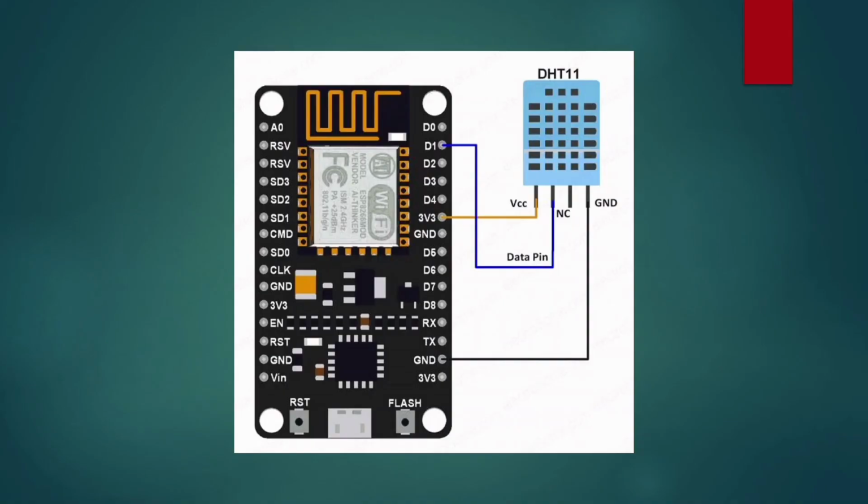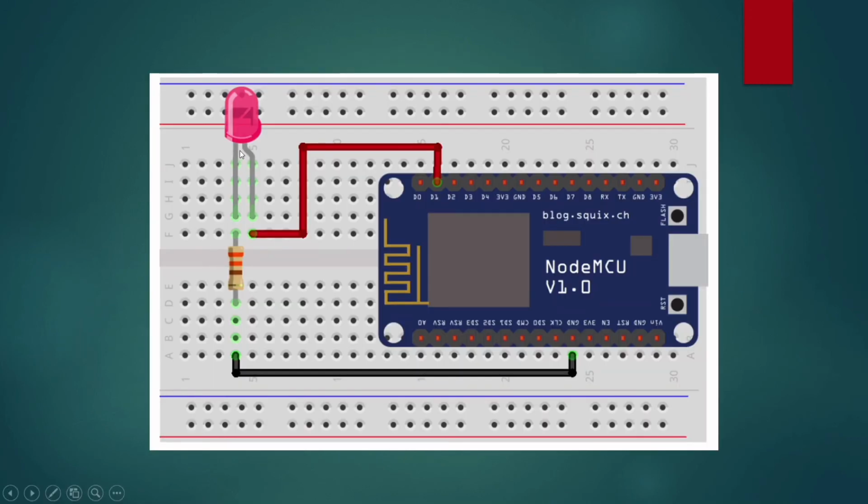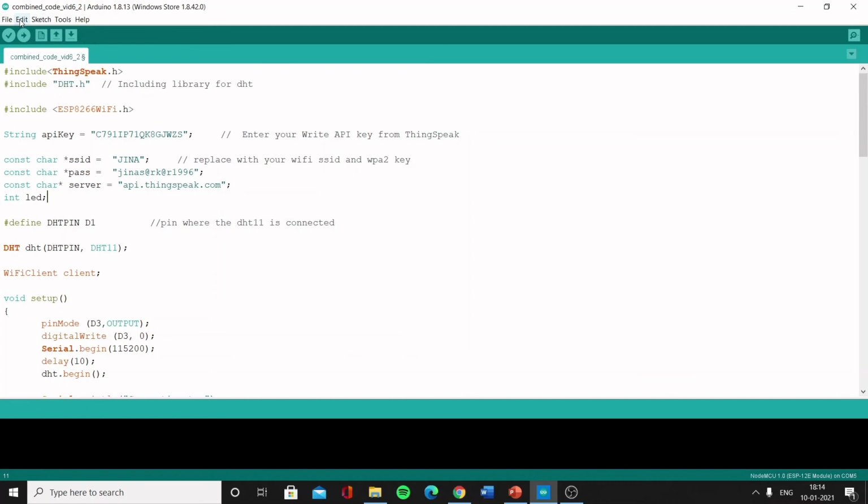Now let's discuss the hardware connections. The DHT11 connection is similar to that already discussed, that is the VCC pin will be connected to the 3.3 volt of the NodeMCU. The data pin is connected to any one of the digital pins of the NodeMCU and the ground pin is connected to the ground pin of the NodeMCU. Now in the LED connection, the positive or the longer leg of the LED is connected to the digital pin of the NodeMCU using a jumper wire. The negative leg of the LED is connected to a resistor which in turn is connected to the ground pin of the NodeMCU. Now we upload the code on the NodeMCU board.